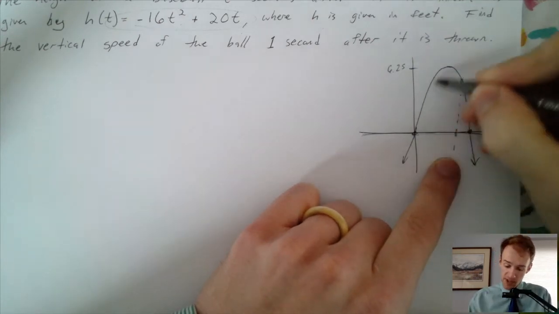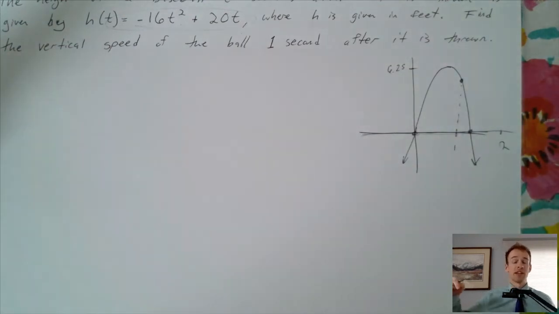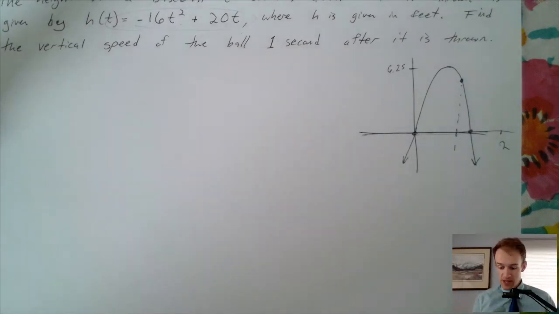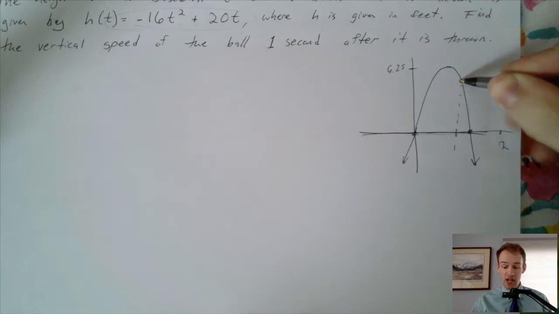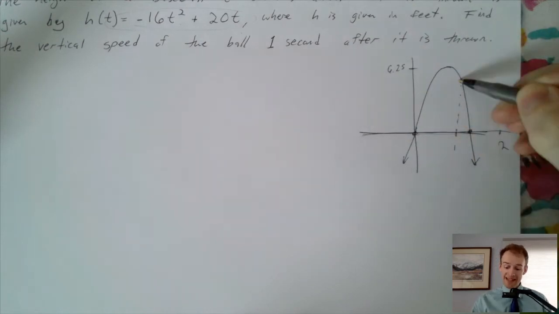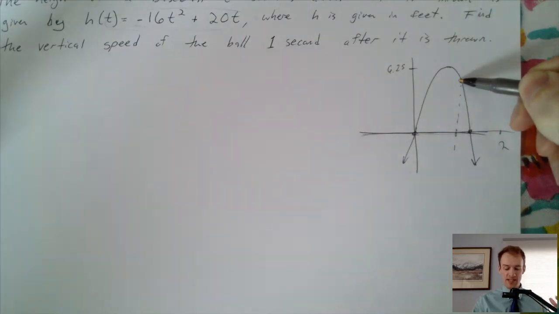Here's the ball, 1 second after it's thrown. What's its vertical speed? How fast is it moving? It looks like at this point it's moving down, so it probably has a negative speed, a downward speed, okay? So it turns out that the speed of the ball at this point is the derivative of the function at this point. Why are those things the same? Why is the speed the same as the derivative?